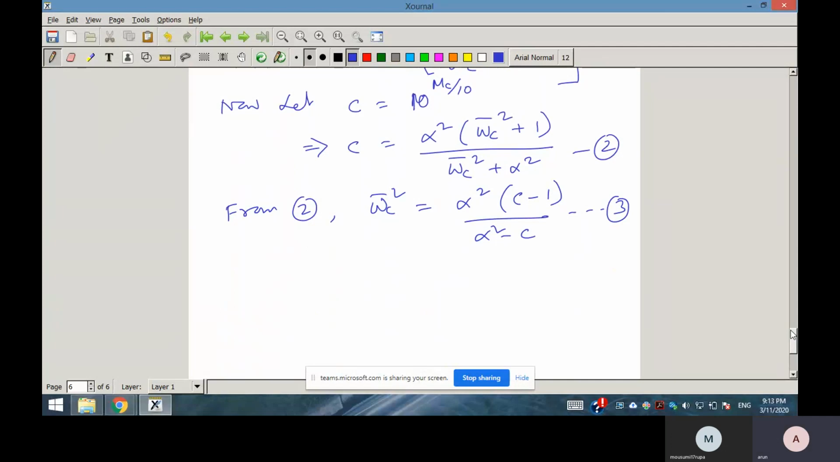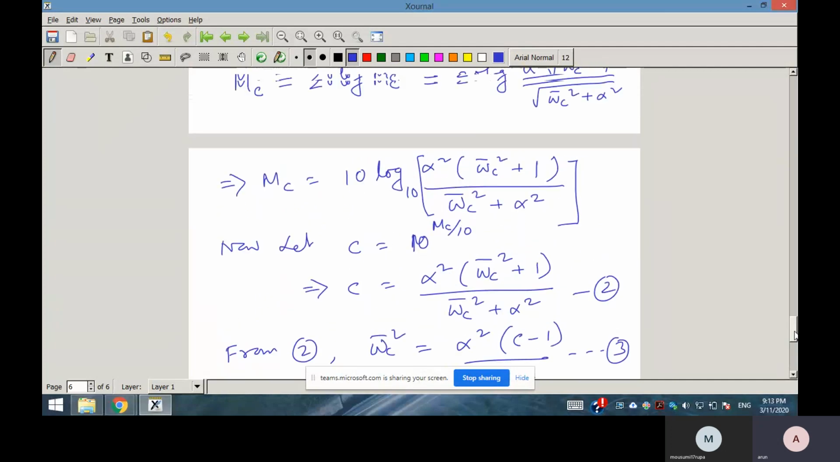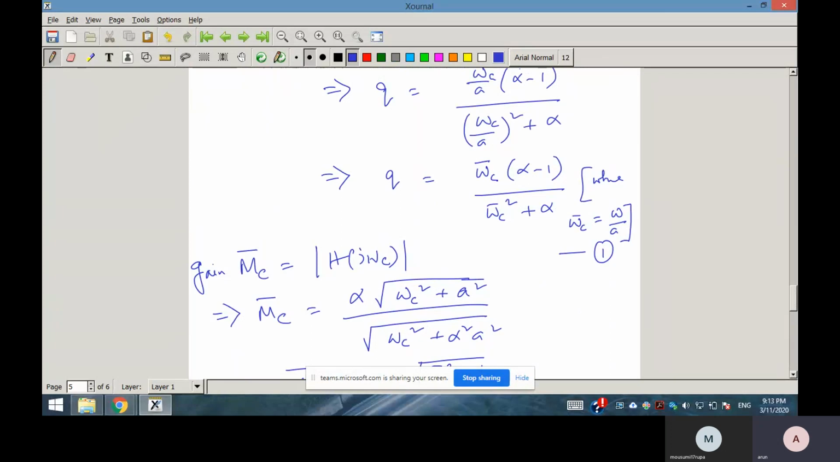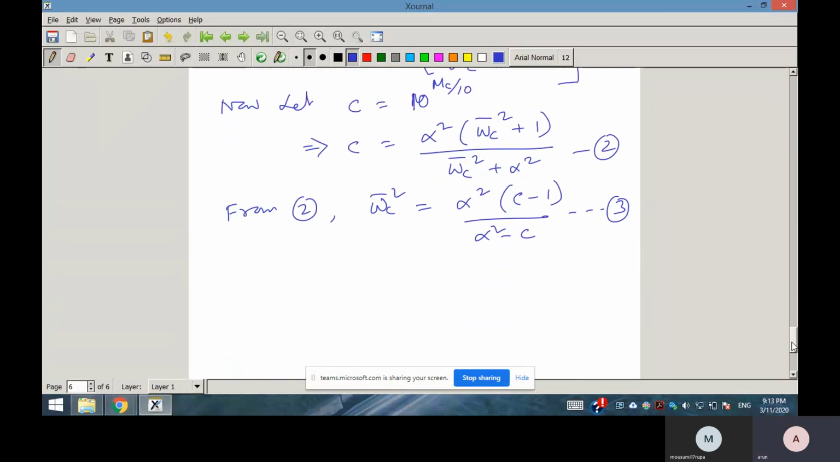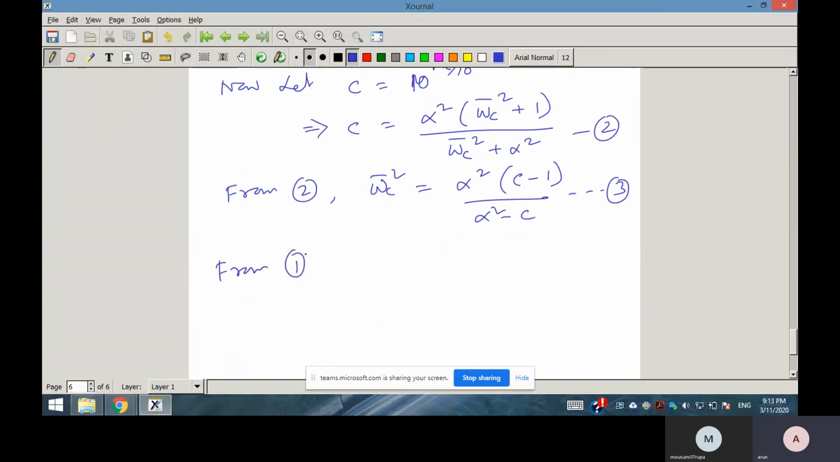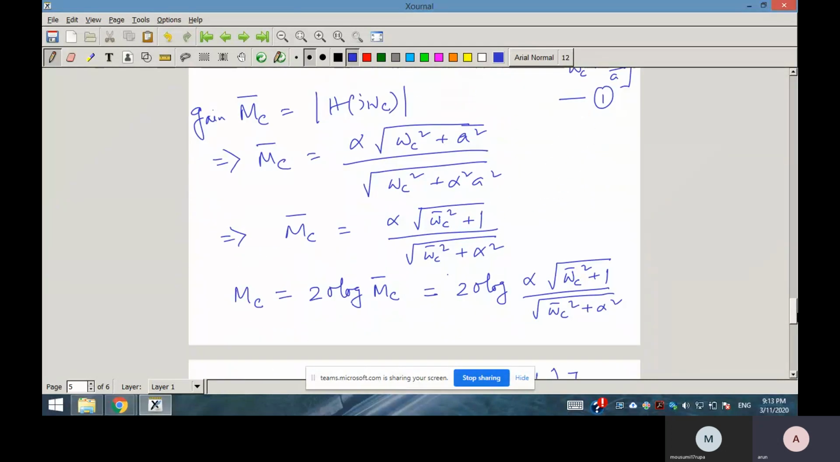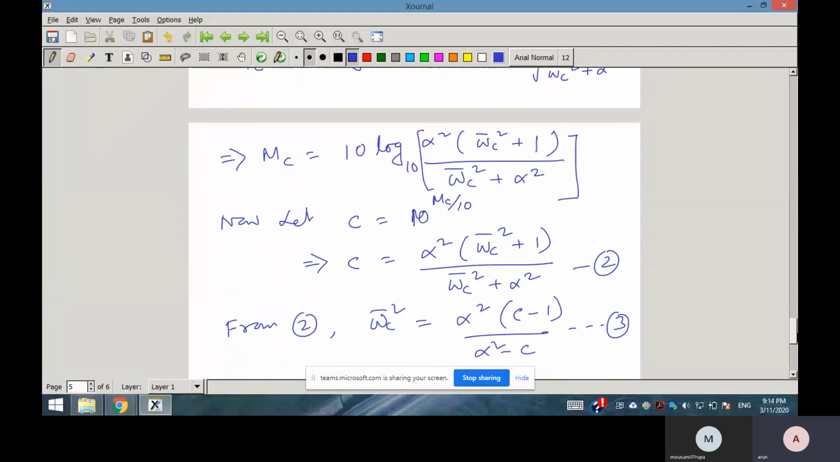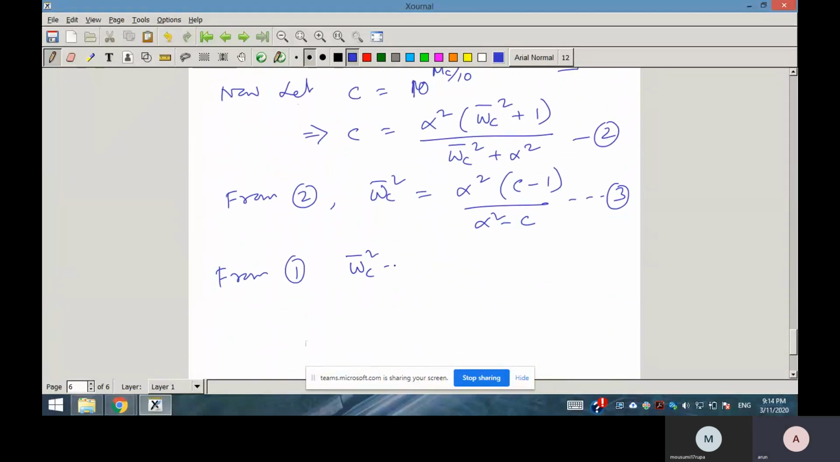Then what will you get? This omega c bar square, if you substitute in this expression, now from 1 what we are getting, from 1 q square equal to omega c bar square plus alpha square, the whole omega c bar square plus alpha, this whole square into q square. This is equal to omega c bar square into alpha minus 1 whole square.